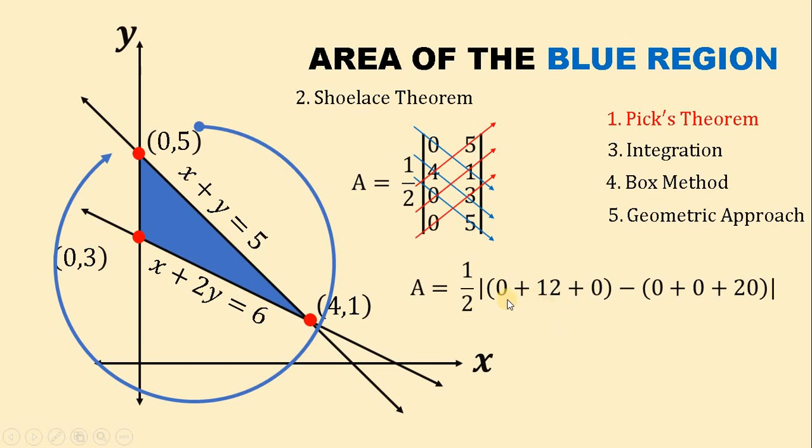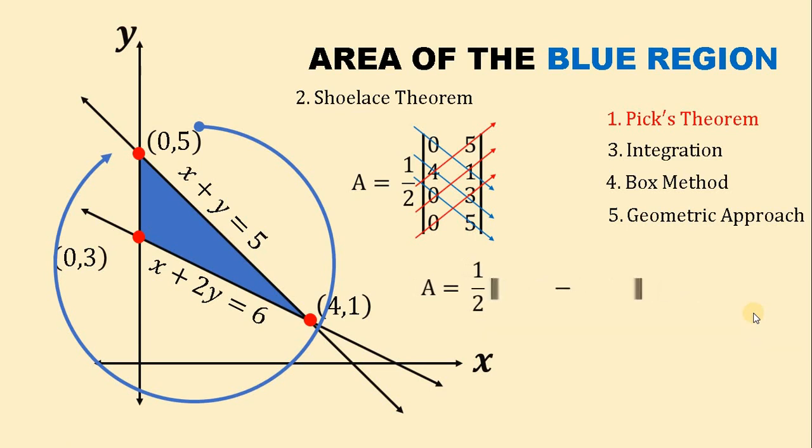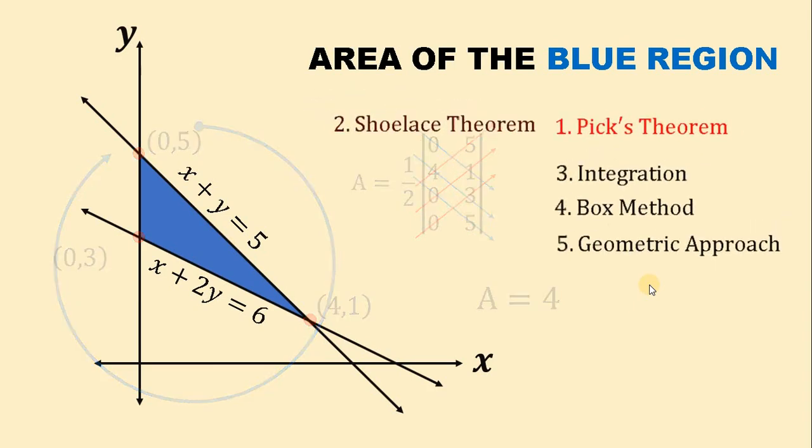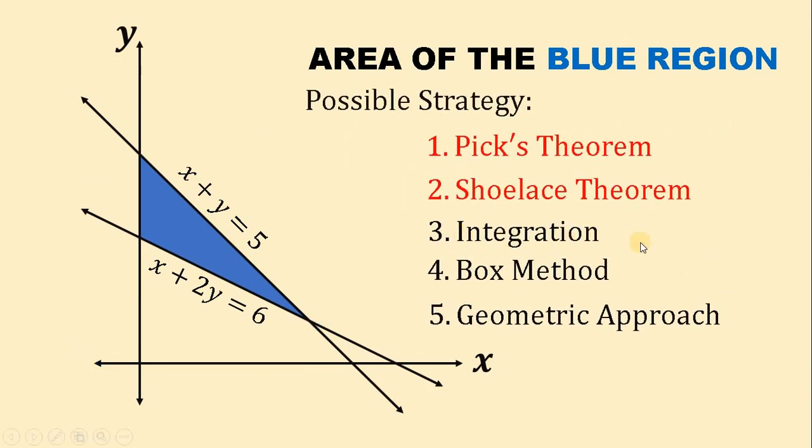Now, all of this is 0 except for 12 and 20. So 12 minus 20 will give us negative 8. And now the absolute value of negative 8 is positive 8. Now 1/2 of 8 must be equal to 4. Therefore, again, using the Shoelace theorem, we get the same answer. Thus, the area of this shaded region must be equal to 4 square units. And now let's use the third method, which is integration.